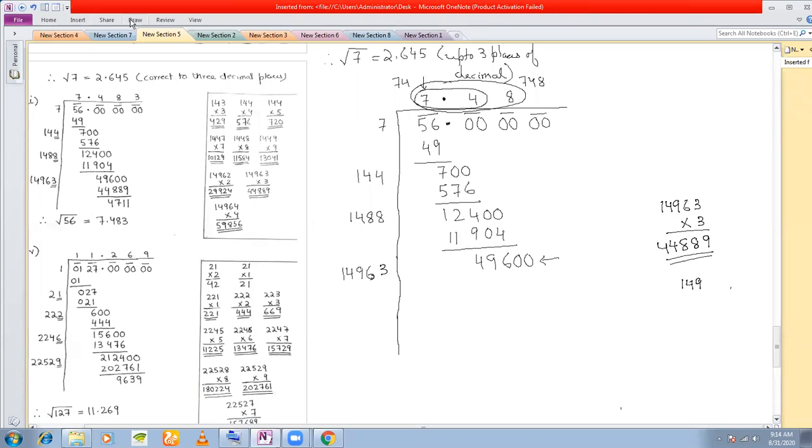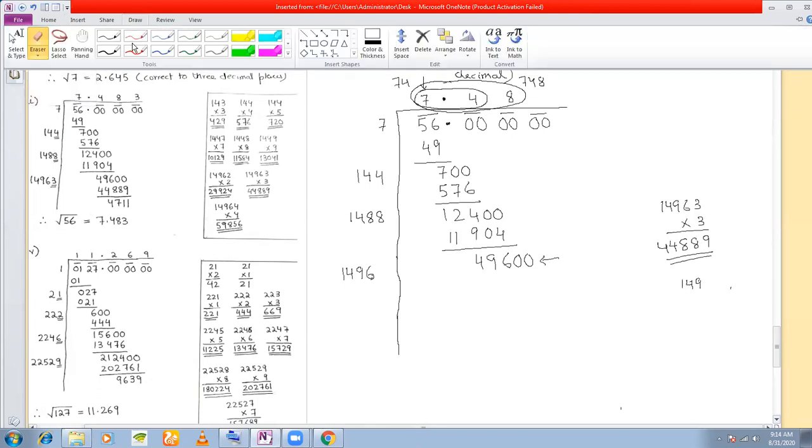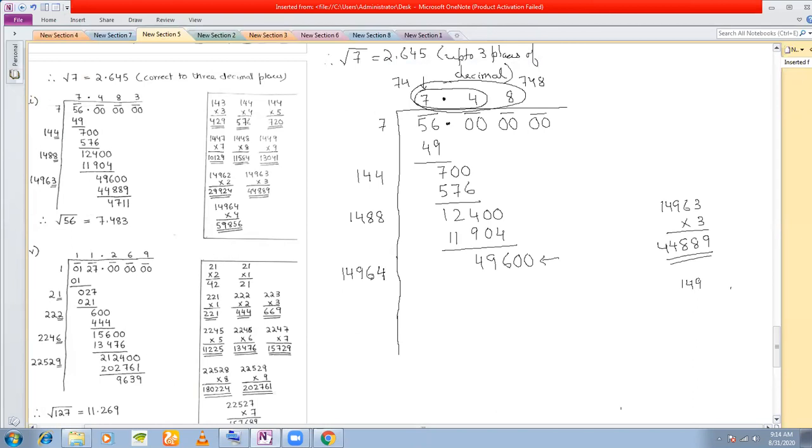You try with the digit 4 also. This time we are going to place the digit 4 here. So this becomes 14964 into 4. You're getting 59,856, which is greater than 49,600. So this time we are going to accept the digit 3.